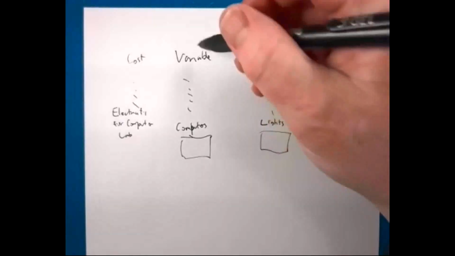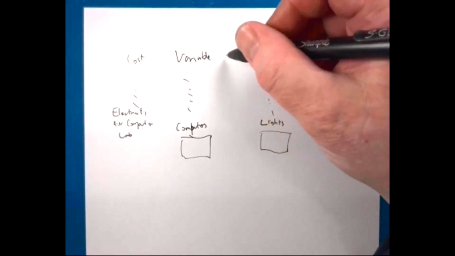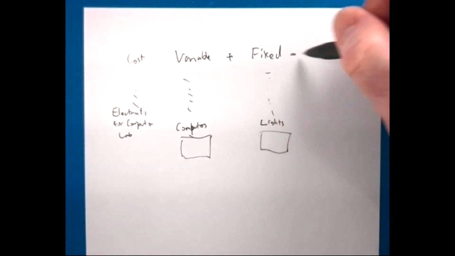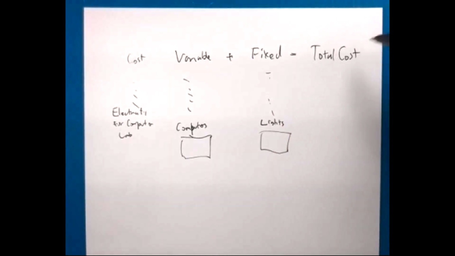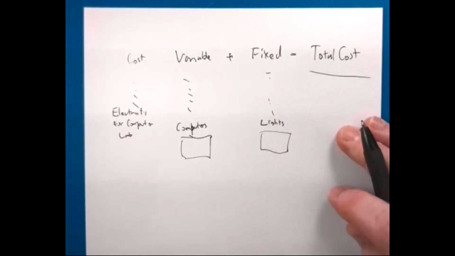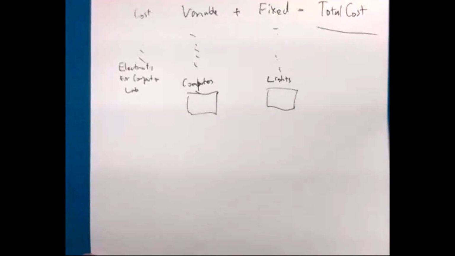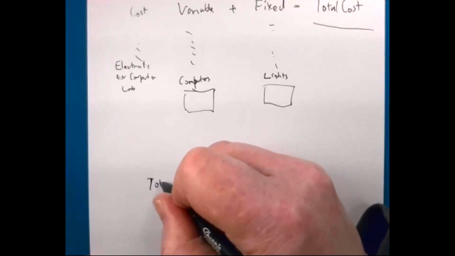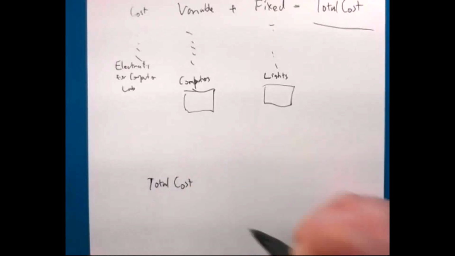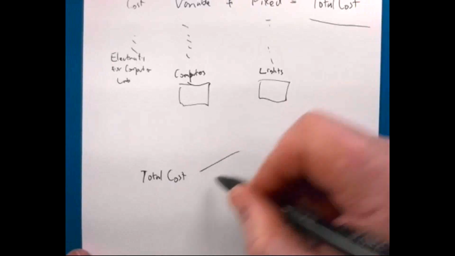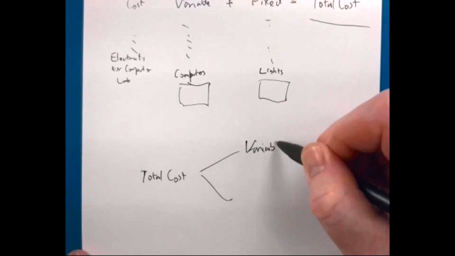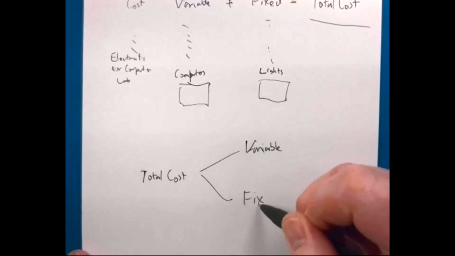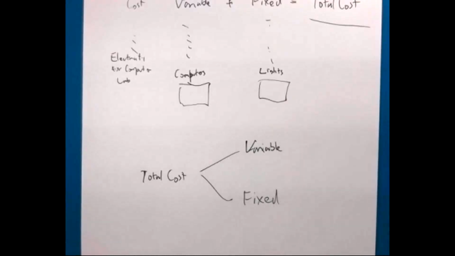So what sometimes is easier than trying to find the variable, find the fixed, and have this be the total cost, is to start with the total cost and then break those two out. So you take the total cost and say, okay, we can use the total cost to figure out how much is variable and how much is fixed. You're going to take the total cost and then try to split it up between those two.